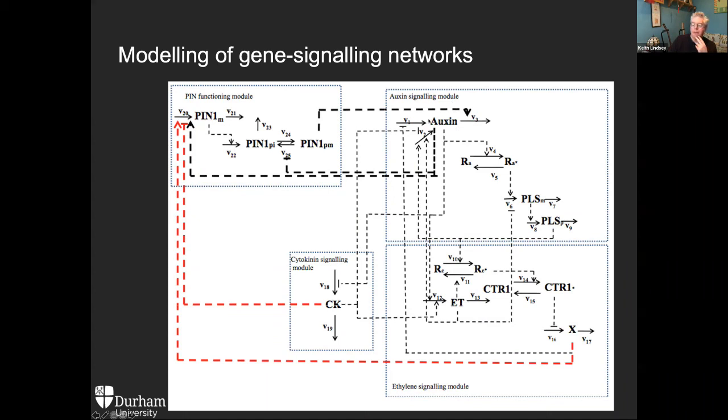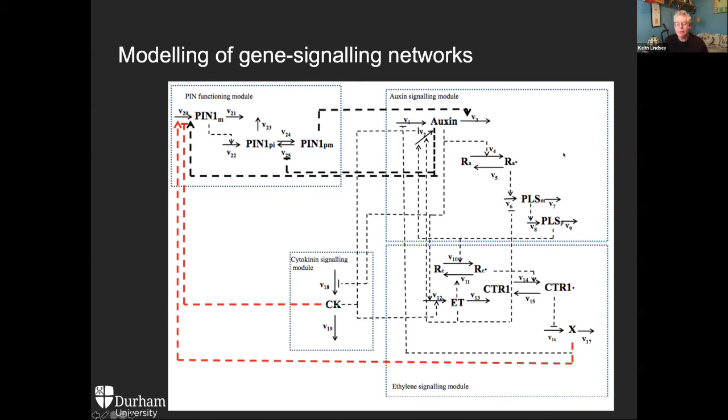say, right, what happens if you change the amount of auxin in this system? How does that affect cytokinin levels, ethylene levels, Polaris levels, and so on? Or you change cytokinin, how does that affect the other components in the network?